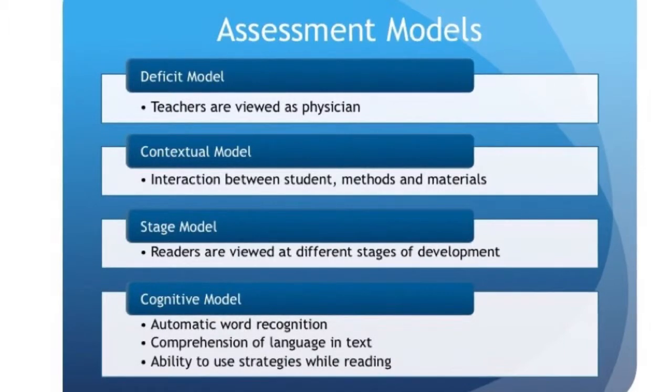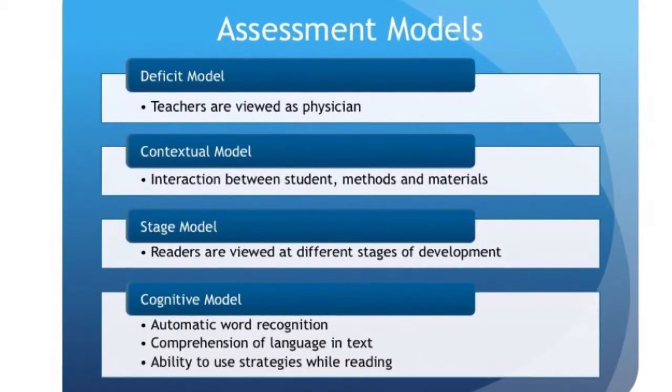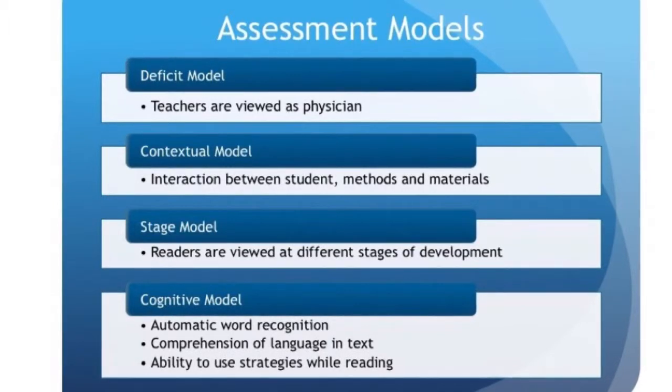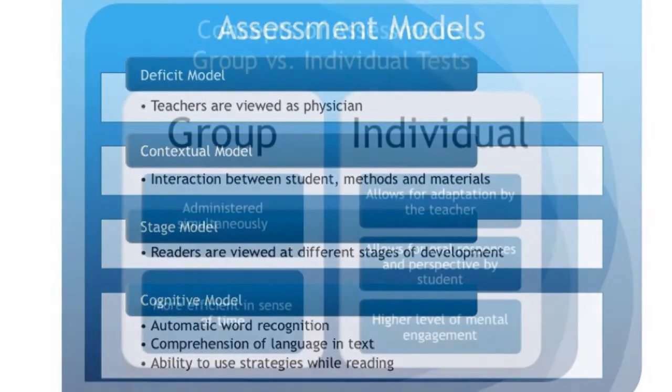The third assessment model would be the stage model, to see exactly where readers are within the several different stages of reader development. And the final model would be the cognitive model, where basically there's an assessment for word recognition, comprehension of language and text, and ability to utilize strategies while they are reading.